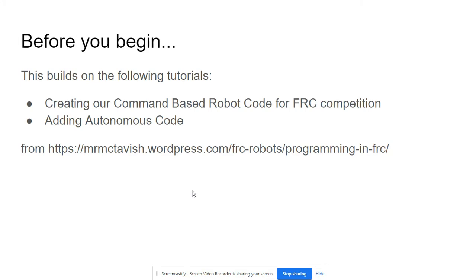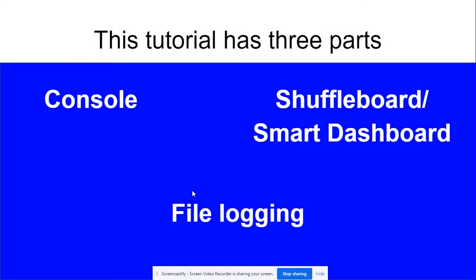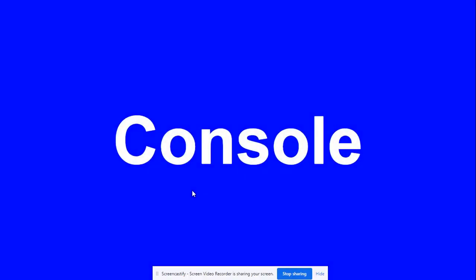So we have a few tutorials that we've already used, so the code that we already have in place was built using those tutorials, so that's where you can access them. Now, communicating with the robot, we're going to focus on three separate areas: through the console, through Shuffleboard and Smart Dashboard, and through file logging. So we'll start off with the console.